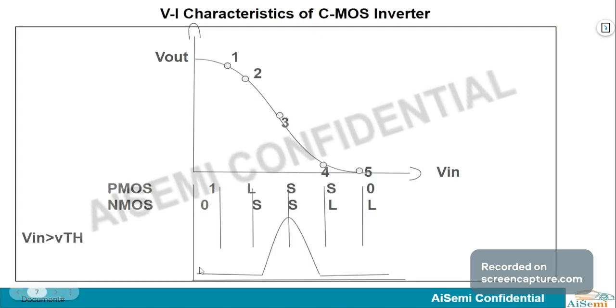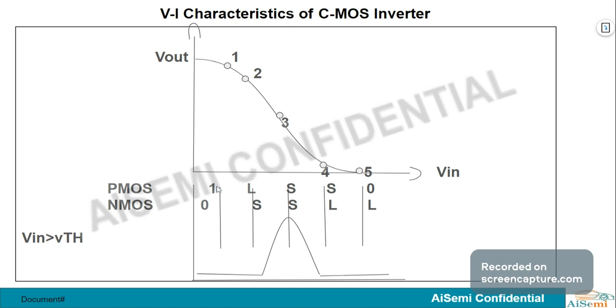Here we observe that in a voltage transfer curve, there are five regions, region 1 to region 5. For example, we take the first region. Here we observe that when Vin is 0 volt, this is region 1.